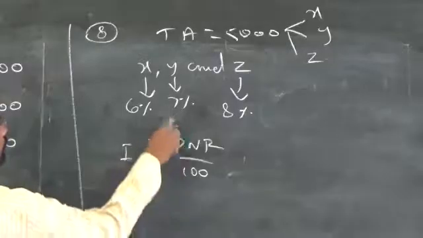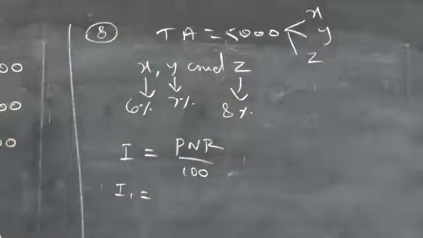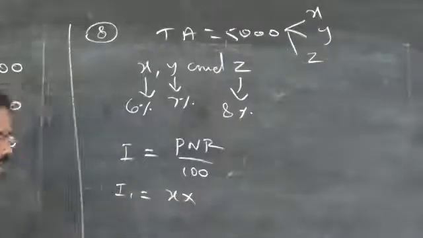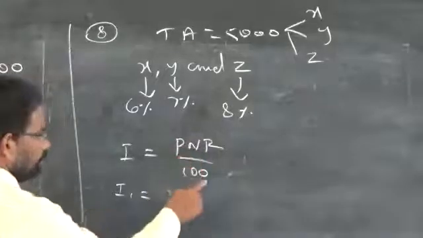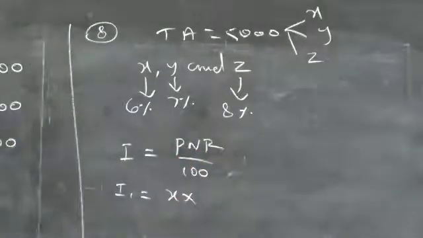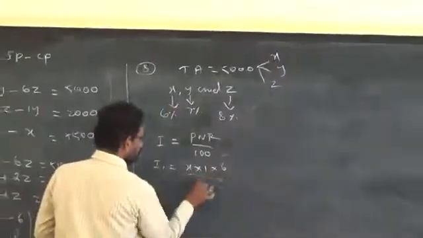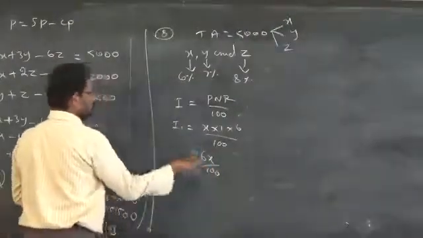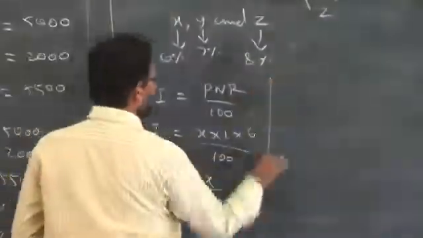So the principal is X, that is I1. X into number of years, it is given per year. Per year means 1 year. If it is given as 2 years, then you replace n by 2, depending upon the question. Here it is given per year, therefore n is replaced by 1. Rate of interest for X amount is 6 by 100. So 6x by 100 is the income from X.